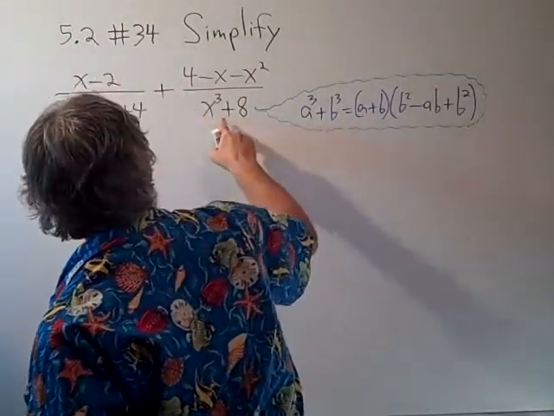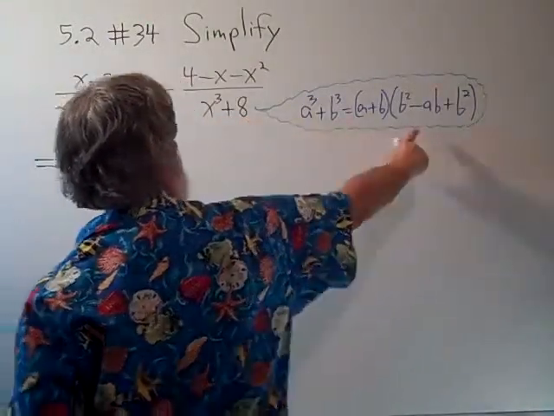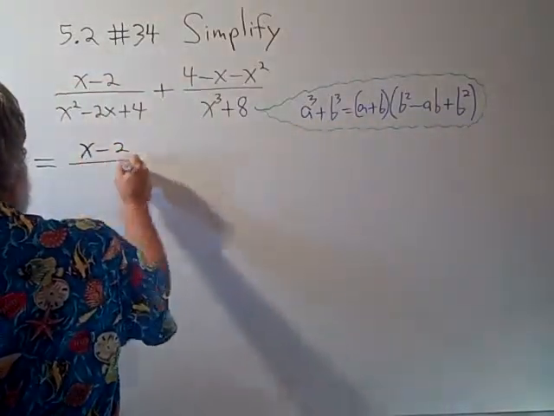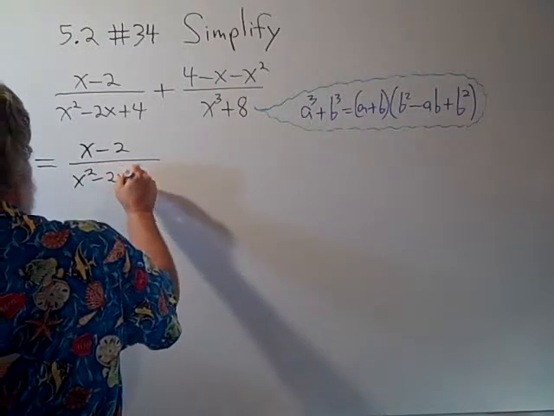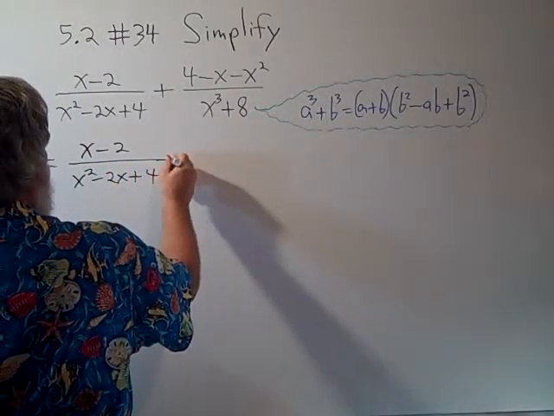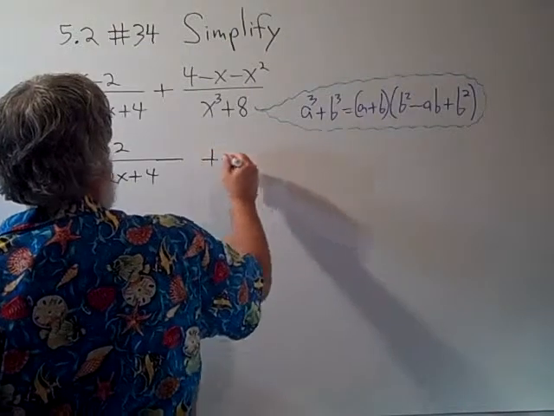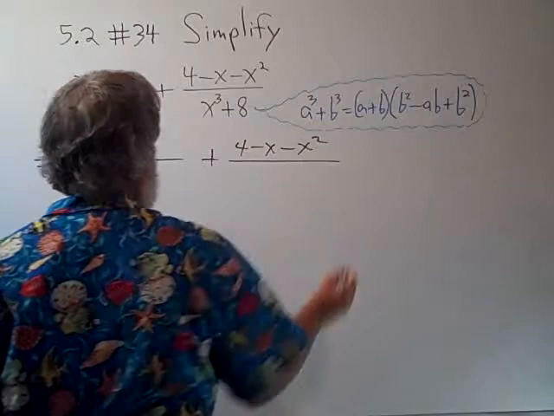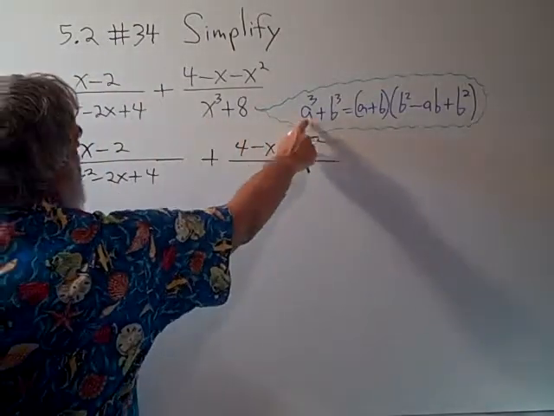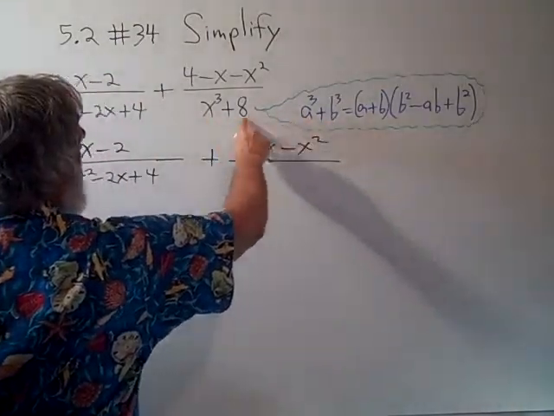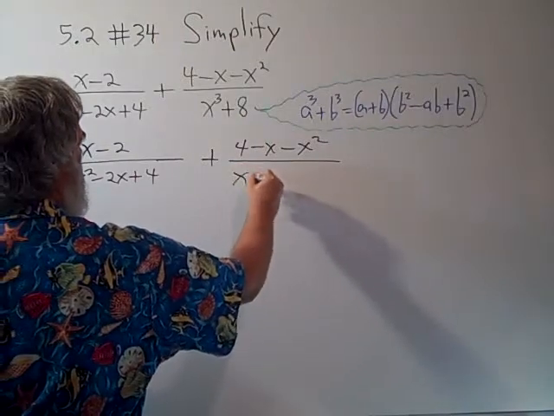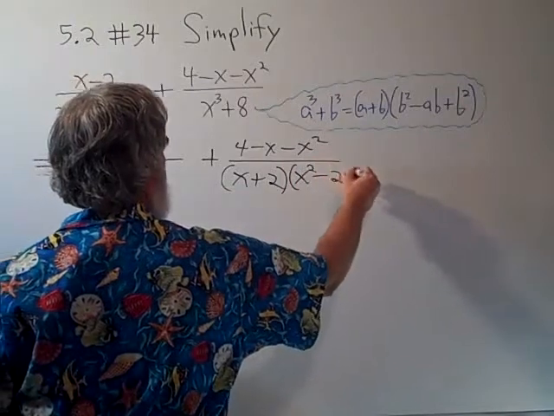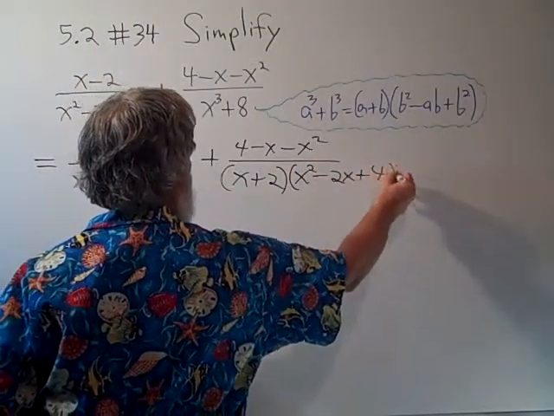When I first see x cubed plus 8, I'm reminded of this sum of cubes factorization formula. In fact, in that case, a would be equal to x and b would have to equal 2. So this is x plus 2 times x squared minus 2x plus 2 squared, which is 4.